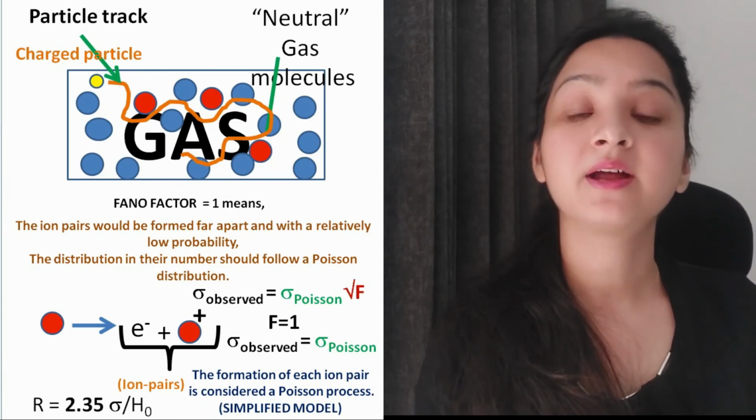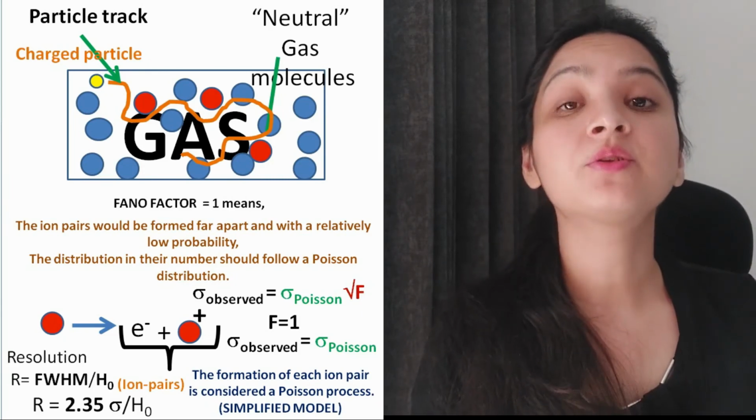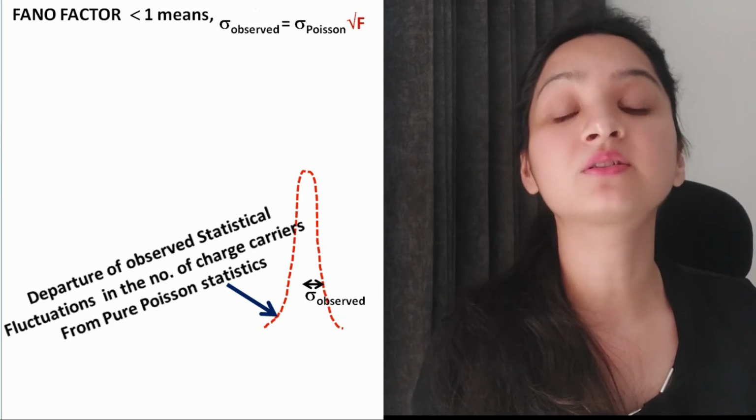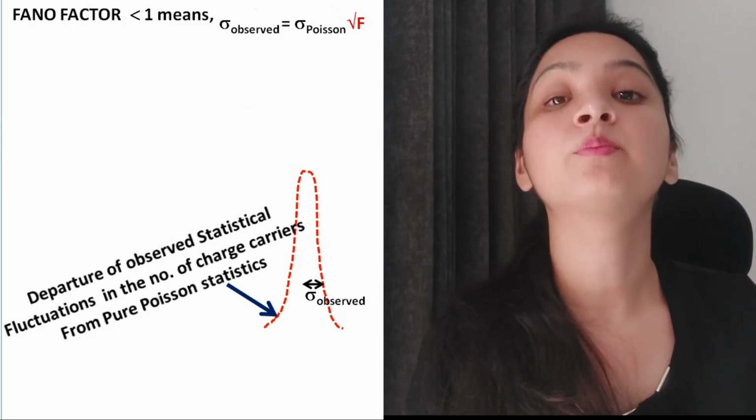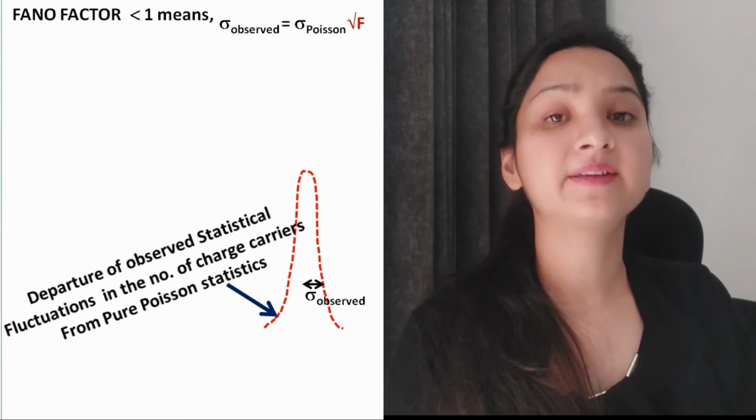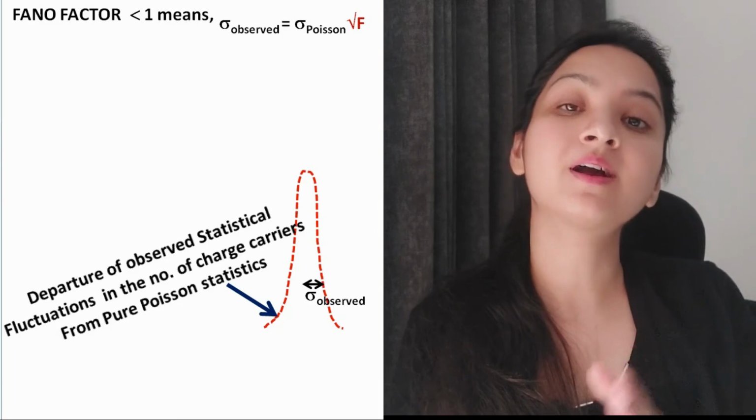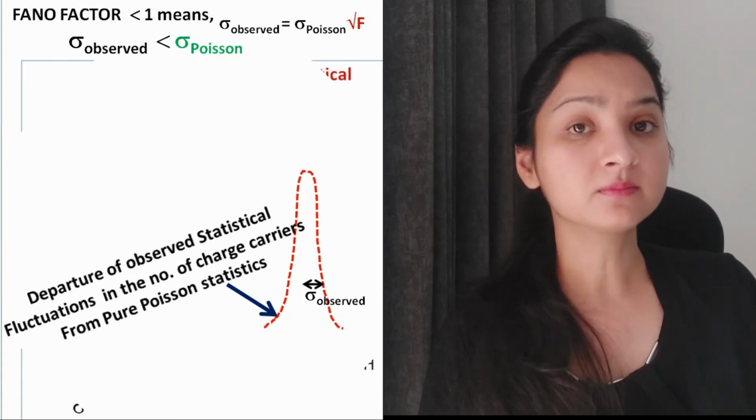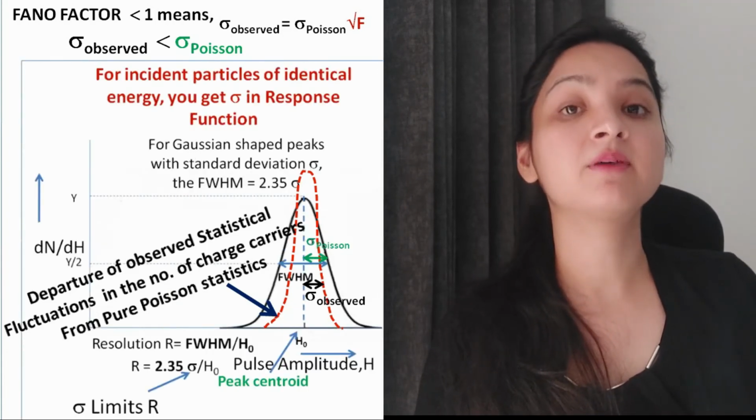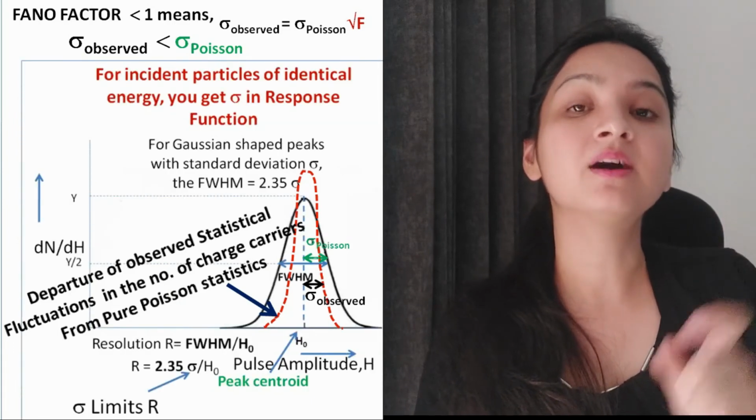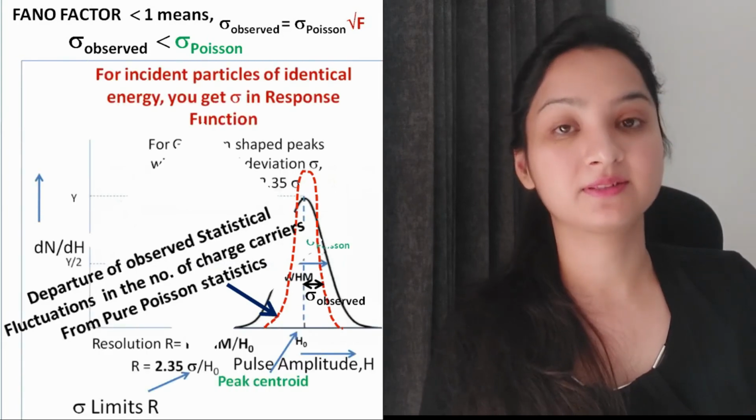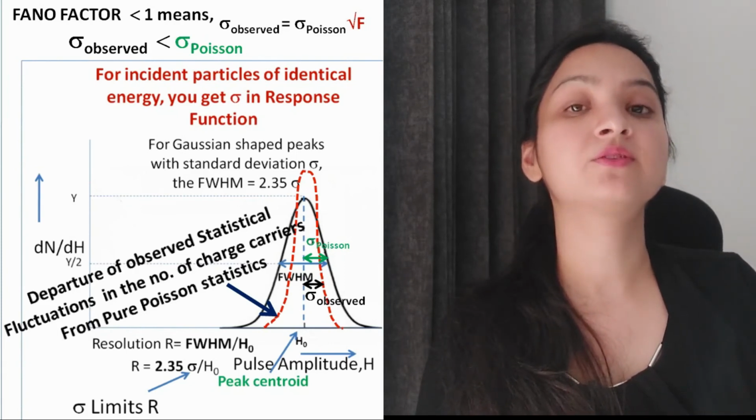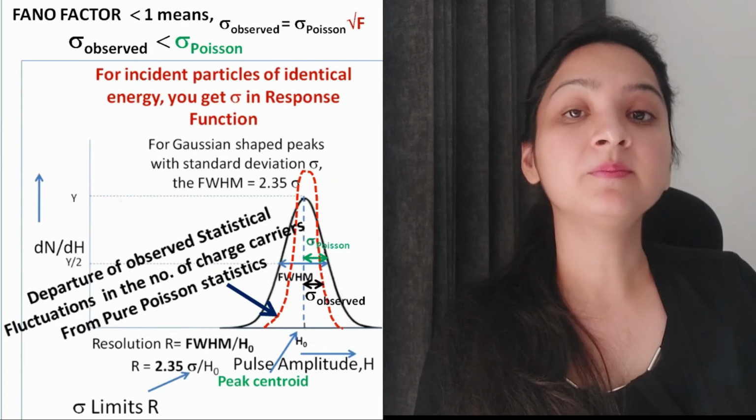Fano factor less than 1 on the other hand indicates the departure of the observed statistical fluctuations in the number of charge carriers from pure Poisson statistics. तो फैनो फैक्टर लेस देन 1 क्या कर रहा है, जो आपकी ऑब्जर्व्ड स्टैंडर्ड डेविएशन है उसको कम कर रहा है। तो अगर आप पॉइजन स्टैटिस्टिक्स फॉलो कर रहे हैं तो जो उसका स्टैंडर्ड डेविएशन होगा, वो एक है। अब ये जो ऑब्जर्व्ड स्टैंडर्ड डेविएशन है, जब आप फैनो फैक्टर को अकाउंट में लेंगे तो दिस सिग्मा ऑब्जर्व्ड विल बी लेस देन दैट ऑब्जर्व्ड बाय द पॉइजन स्टैटिस्टिक्स अलोन। तो प्योर पॉइजन स्टैटिस्टिक्स का सिग्मा अलग है और फैनो फैक्टर को इंक्लूड करके जो फ्लक्चुएशंस आ रही हैं, जो स्टैंडर्ड डेविएशन है, वो कम होंगी.